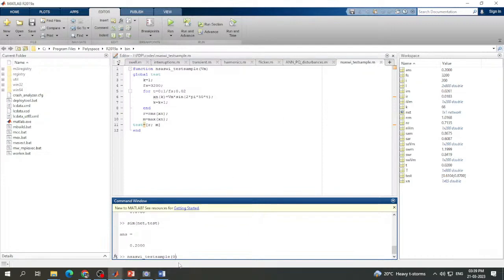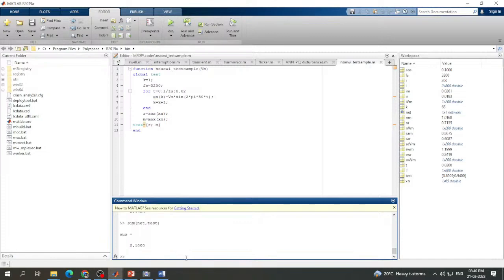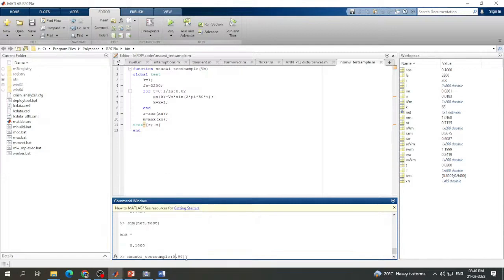So how did we find out just now? Yes, let's find out. Suppose I give 0.94. It is coming under normal. Let's check. 0.1 was for normal. Point 1 is coming to normal. Point 2 is coming to the second, sag. Yes, 0.2 is swell. 0.3, and the fourth one is 0.4, interruption.